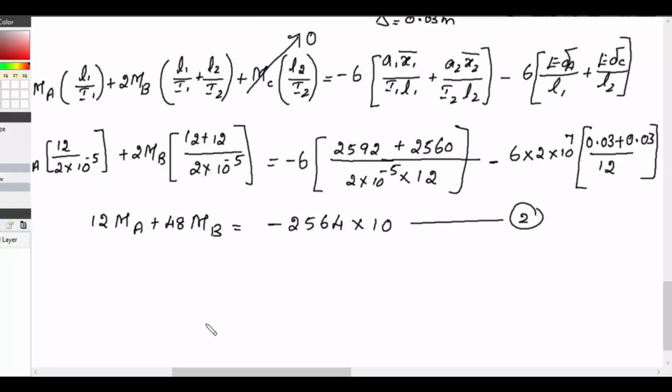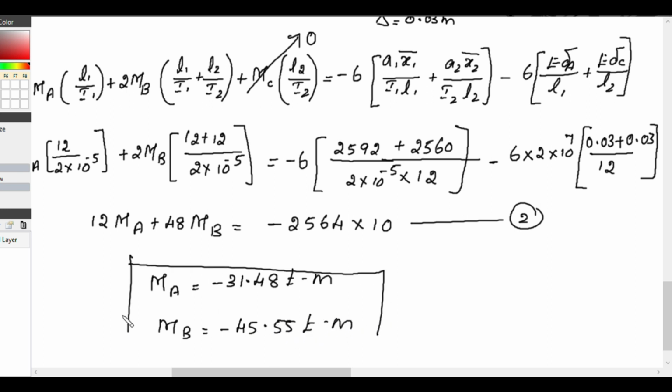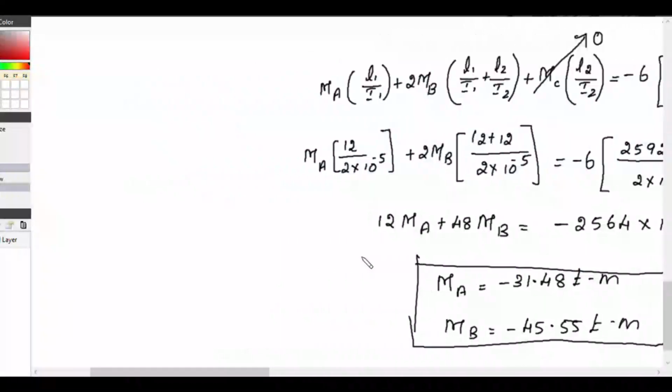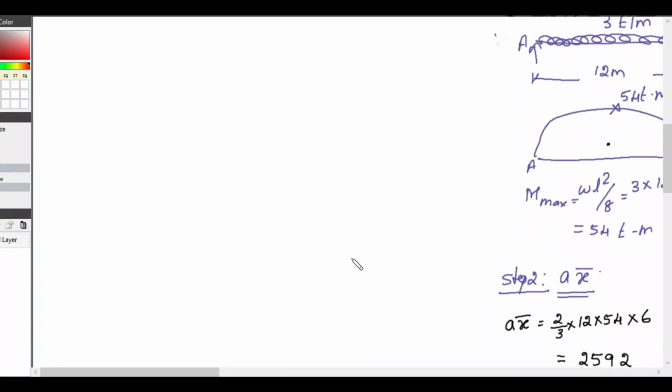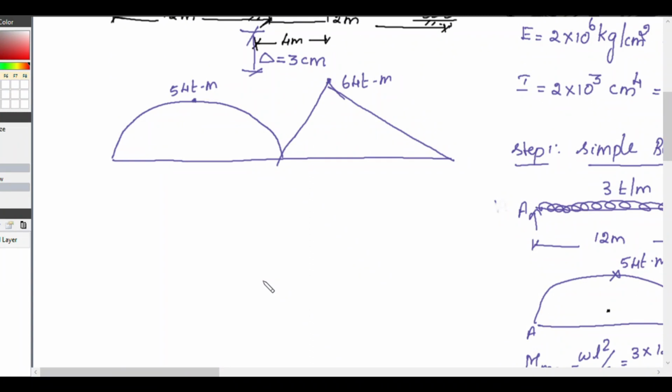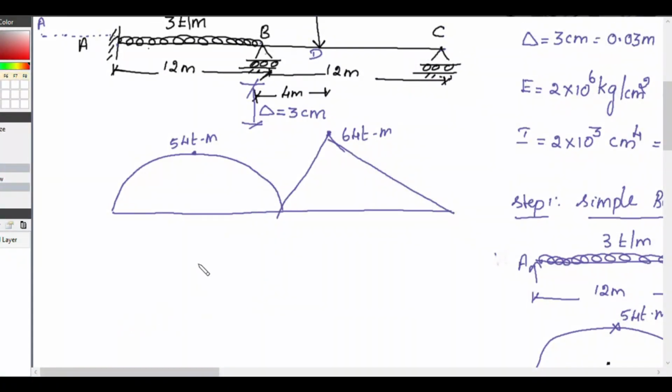Solving these two equations, we get MA is equal to minus 31.48 ton meter and MB is equal to minus 45.55 ton meter. Both are negative, so no confusion. For the fixing moment, both are negative. Now we will draw the fixing moment diagram. So our fixing moment diagram becomes, this is our simple beam moment diagram.